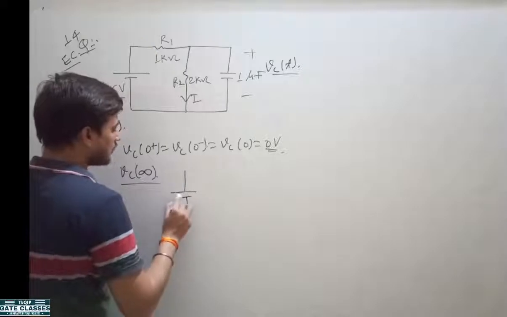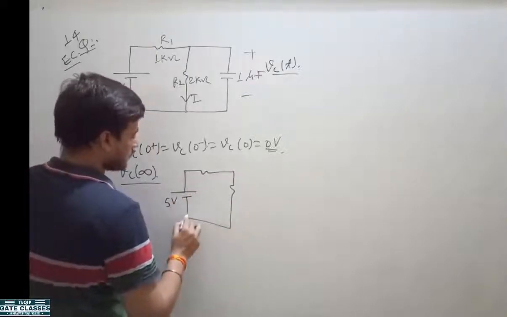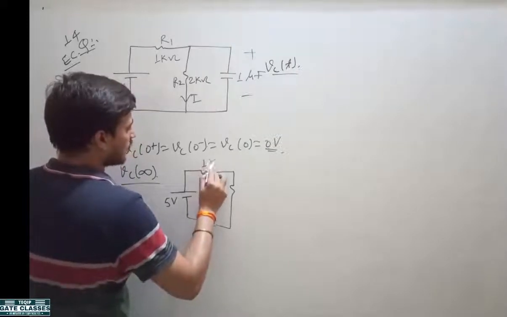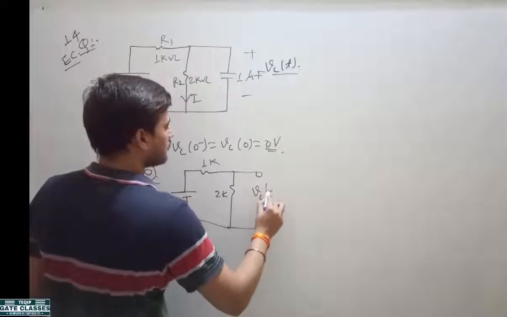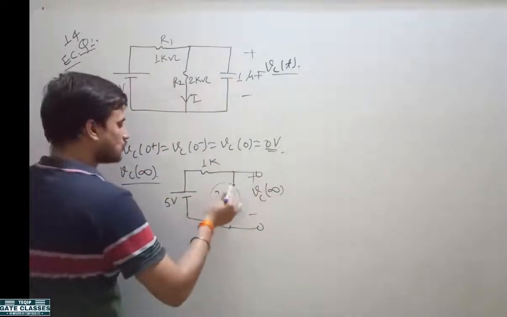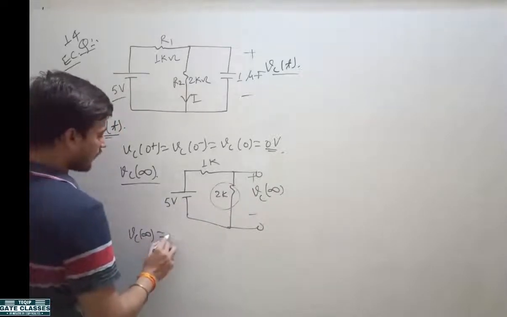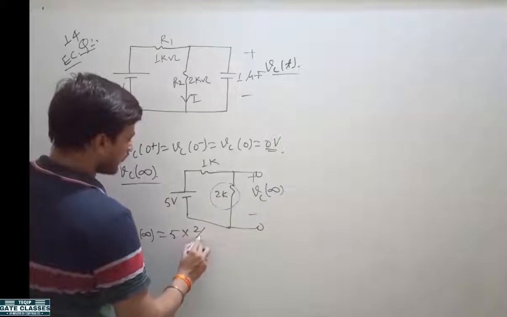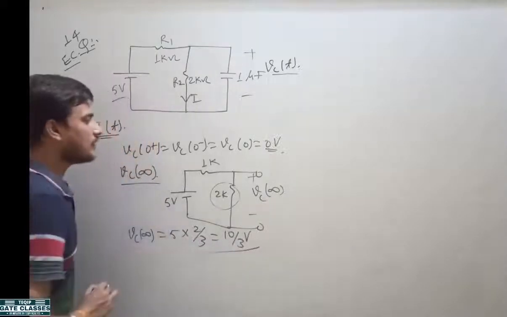This is 5 volt, 1K, this is 2K, this is 1K. Now the capacitor will be open circuited. This is VC infinity, that means the voltage across this 2 kilo ohm resistor. So you will apply the Ohm's law potential divider rule, 5 into 2 by 3, that means 10 by 3 volt. So VC infinity is 10 by 3 volt.